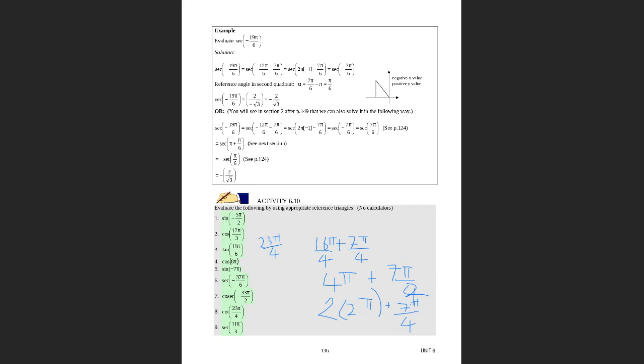Now the last one, we have 11 pi over 3. So 11 pi over 3, we can write it in this way. We can write it 6 pi over 3 plus 5 pi over 3.